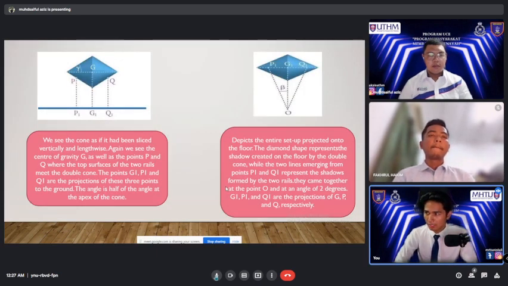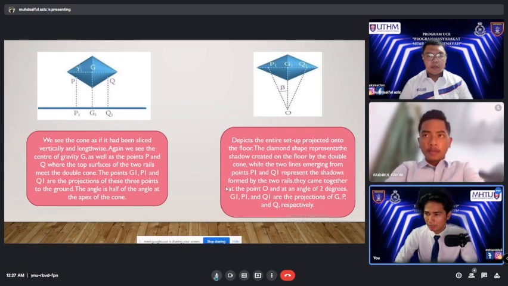We see the cone as if it has been sliced vertically and lengthwise. Again, we see the center of gravity G as well as the points P and Q, where the top surface of the two rails meet the double cone. The points G1, P1 and Q1 are the projections of these 3 points to the ground. The angle is half of the angle at the apex of the cone. This depicts the entire setup projected onto the floor.